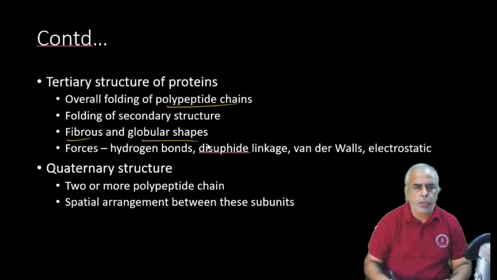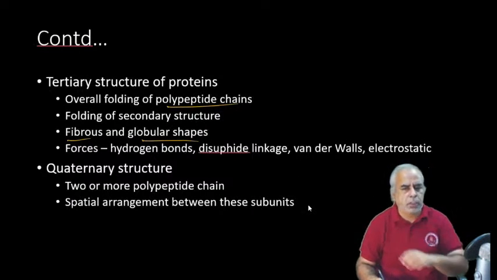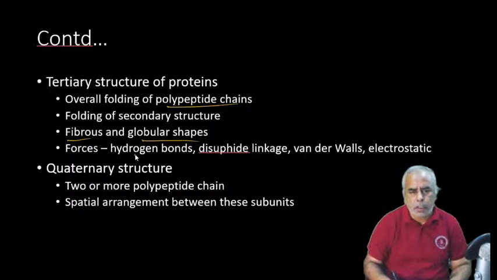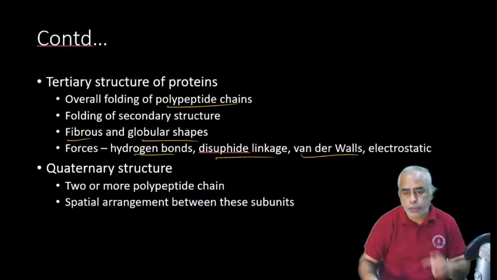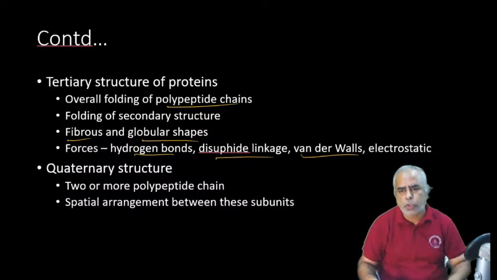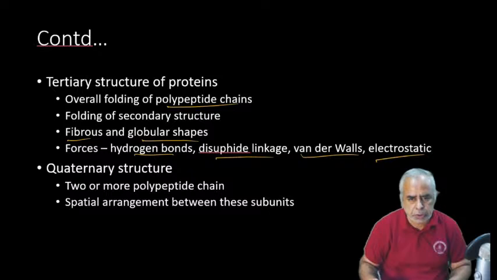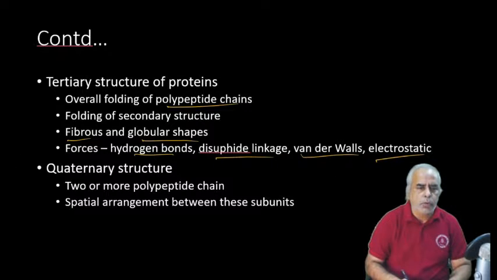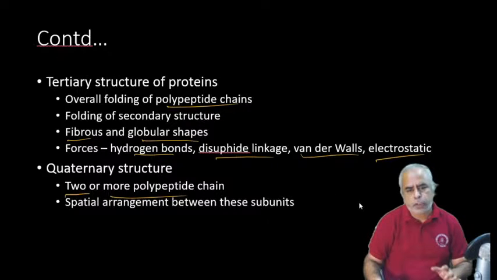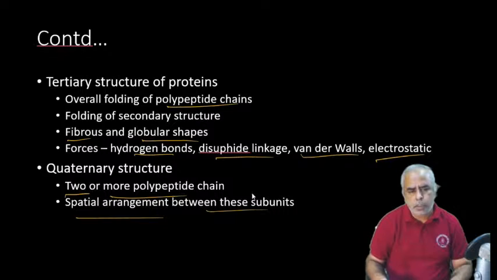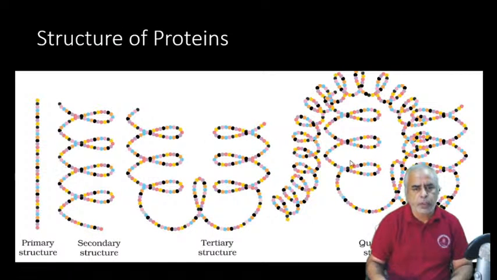The forces of attraction among these structures can be hydrogen bonds, disulfide linkage, van der Waals physical force, that is intermolecular force. Then it can be a Coulombic electrostatic force of attraction also. Now the quaternary structure. It can be two or more polypeptide chains. There will be some spatial arrangement between the subunits.